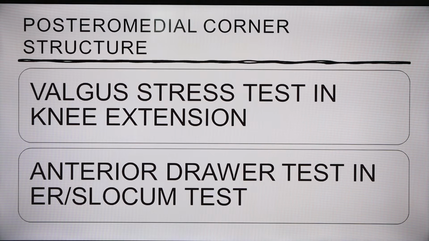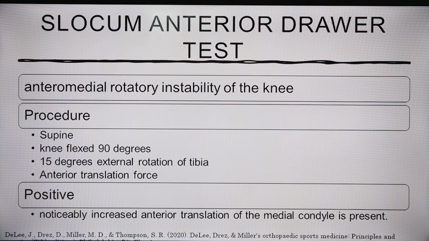To assess the posteromedial corner structure, valgus stress test in knee extension can be done because the POL is taut in extension. So you do valgus stress test in extension. However, if you have cruciate ligament tears such as ACL, PCL, it can give false positive results. So the second test that you can perform is the Slocum test, or you perform the anterior drawer test in 15 degrees external rotation to test the anteromedial rotatory stability.